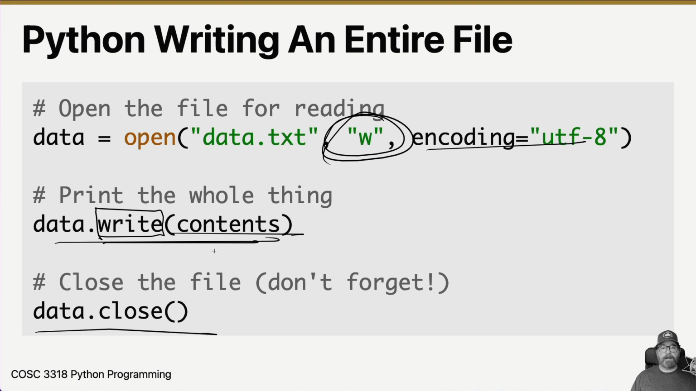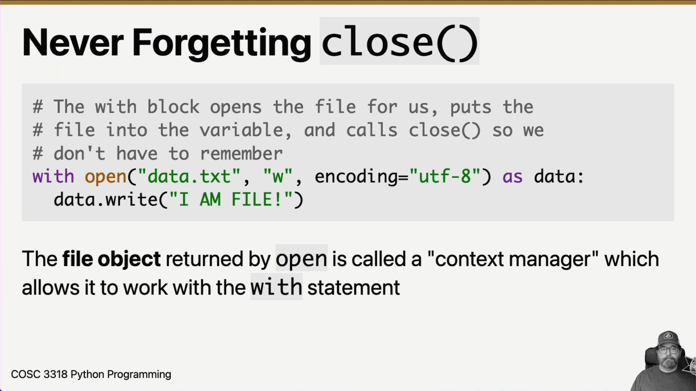Data.write contents, data.write contents, data.write contents. It'll write it 3 times. In this case, it will erase everything in the file first and then replace it with contents. And then if you call it again, it'll add more and then it'll add more. It'll just keep writing until you close. That's writing a file. And again, it's really important never to forget close.